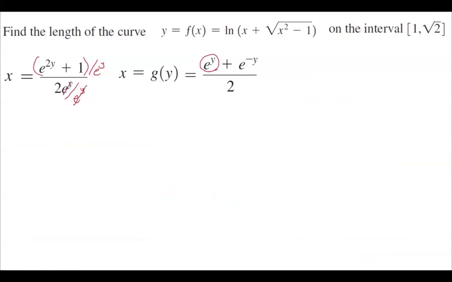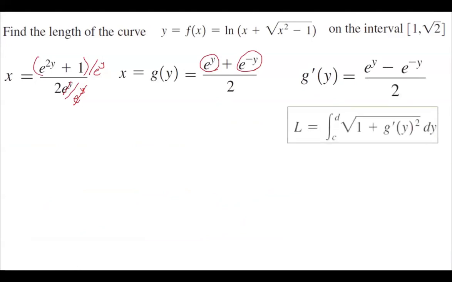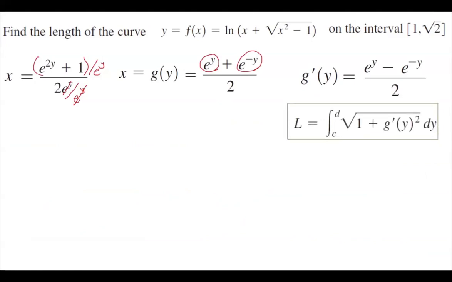And 1 divided by e to power y is e to power negative y. Now, if you take the derivative of x, g prime of y is (e to power y minus e to power negative y) divided by 2. Very well. Remember the length formula. Now that you have x in terms of y and you found the derivative of x, you just need to plug that into the formula and calculate the length.